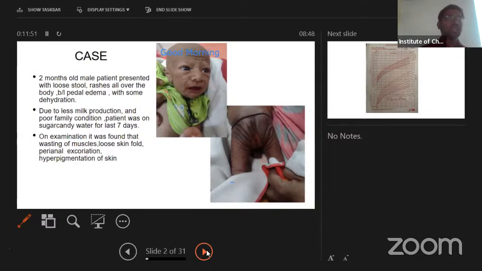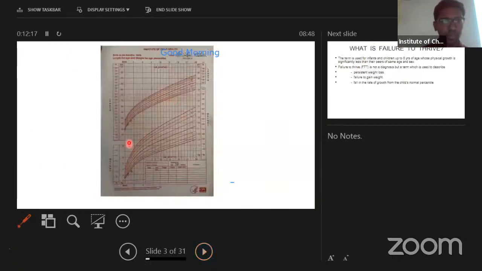On examination, it was found that there was wasting of the muscle, loose skin folds, and perianal exfoliation with hyperpigmentation of the skin. After plotting the last 3 weights and the length of the baby on the growth chart, we found that all are below the 5th percentile, and the patient is suffering from failure to thrive.